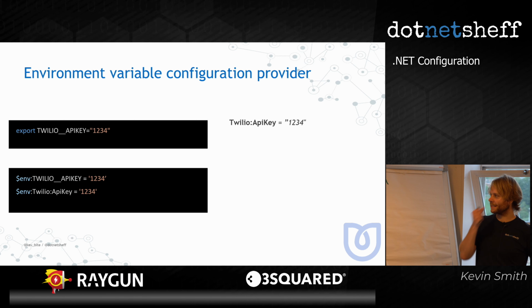So these are some examples. For the Twilio API key, you've got Twilio at the top, then there's a section, and you've got API key as a key inside that section. We can export in Bash with Twilio __ API key and set the value. And in PowerShell on Windows, you can do the env Twilio _ as well, or you can just use a colon in Windows, and that works perfectly fine.